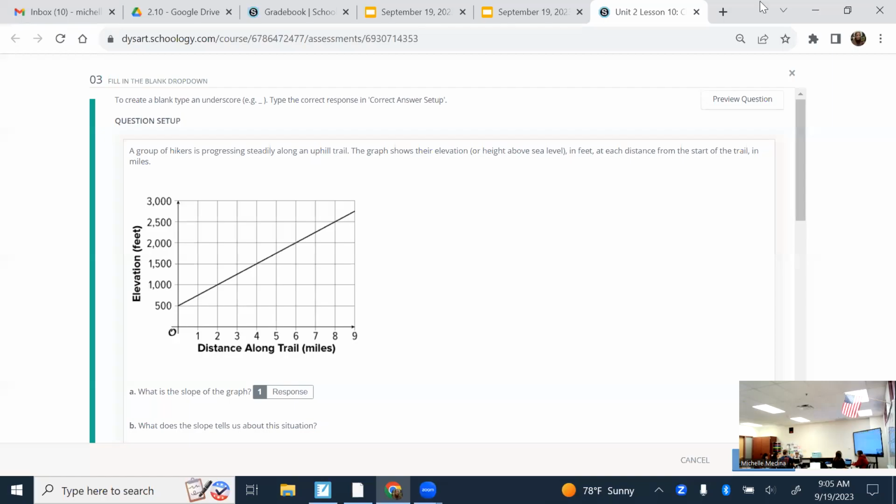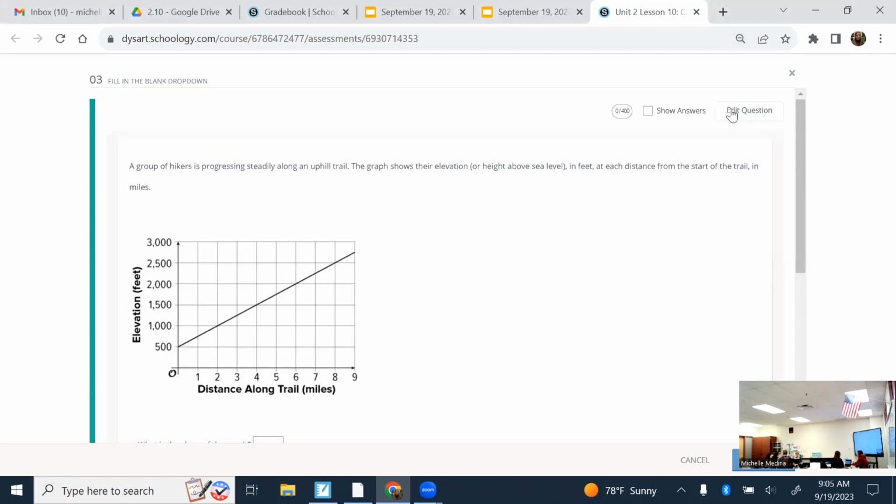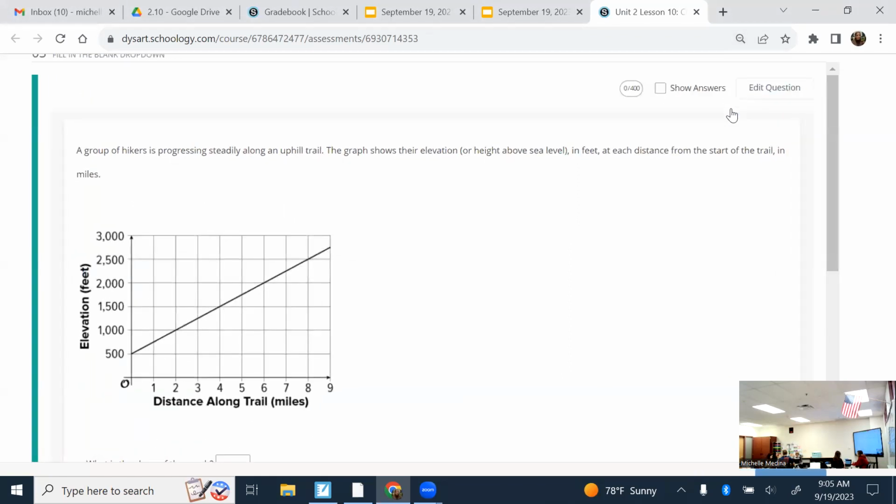So this one's lesson 10, but I know some others might be working on a different practice. You can still ask questions.